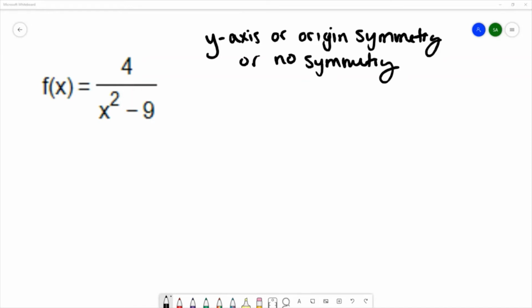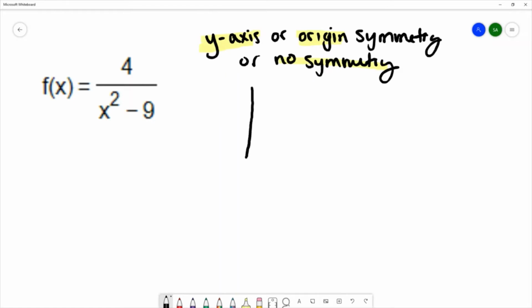We have a function, f of x equals 4 over x squared minus 9, and we want to determine if this function has y-axis symmetry, origin symmetry, or no symmetry. So we have a test for these types of symmetry that I want to remind you about.